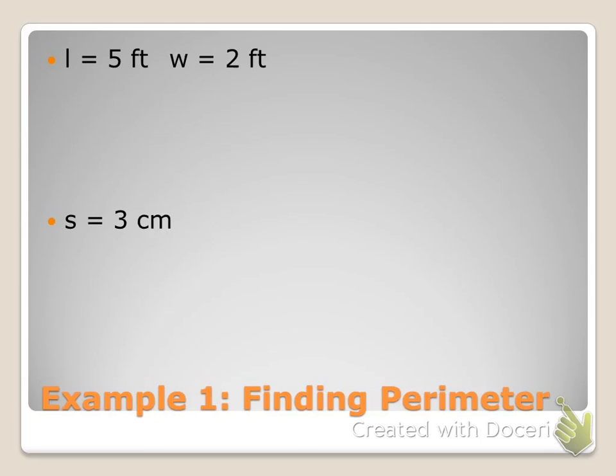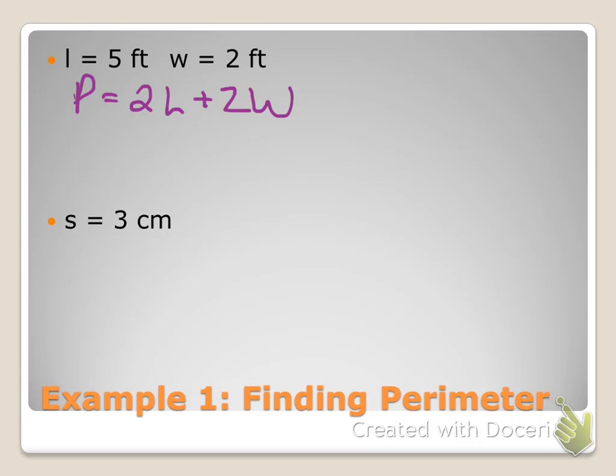Now in example 1, we're finding the perimeter. Now you have dimensions for two different shapes. What shape do you think is next to the first bullet point? Is that a rectangle or a square? Rectangle. It's a rectangle, right? Because my sides are different lengths. My length is 5 feet and my width is 2 feet. So I'm going to use the perimeter for a rectangle. P equals 2L plus 2W.